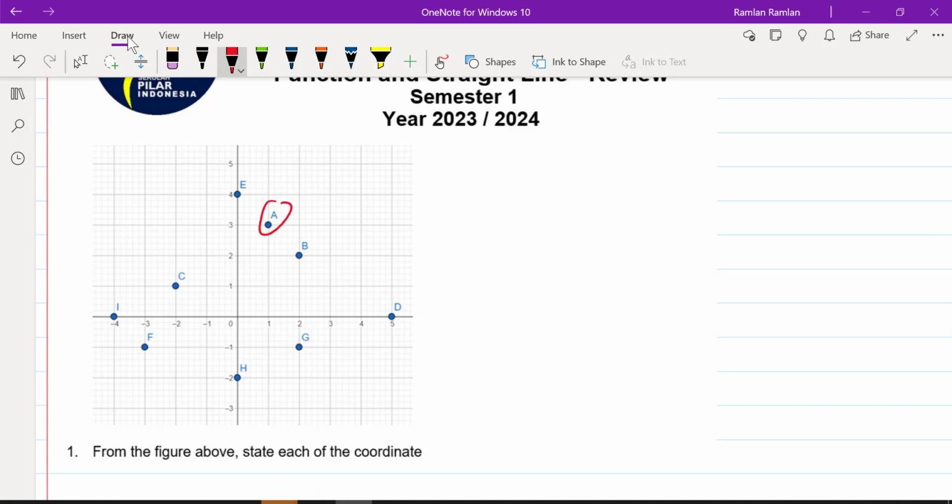So for example, this is point A, right? So point A, just write down A over here, and then put brackets. And then remember that the x should go first and then the y value. So in here we have 1, and then use comma 3. Yes, use comma. Do not use point because point is used for a decimal number.